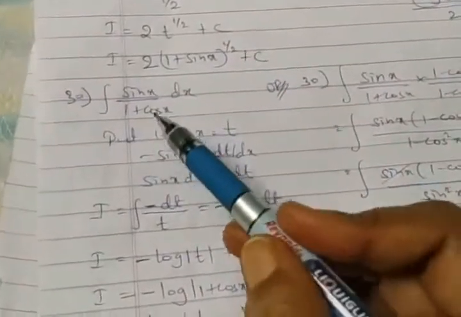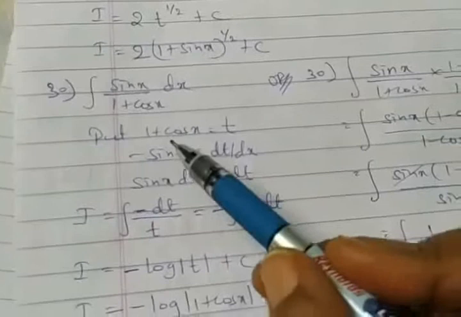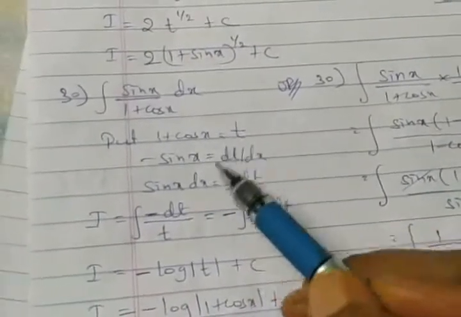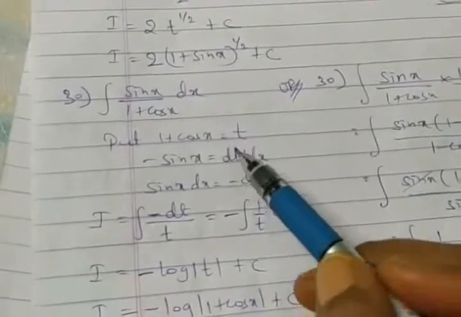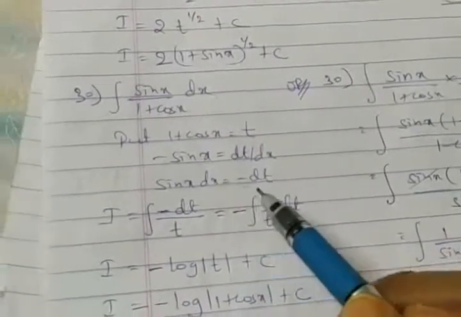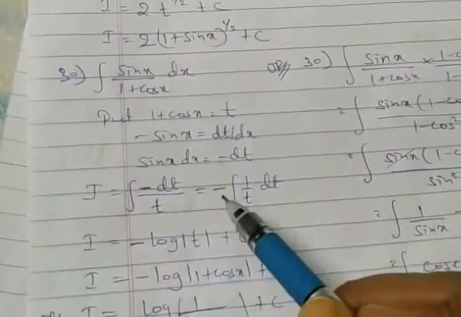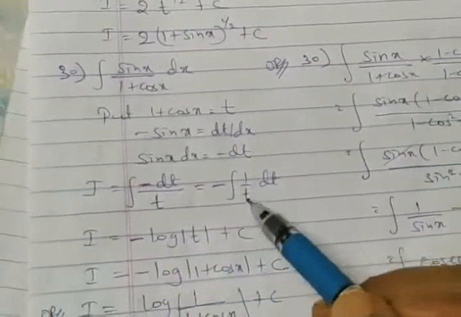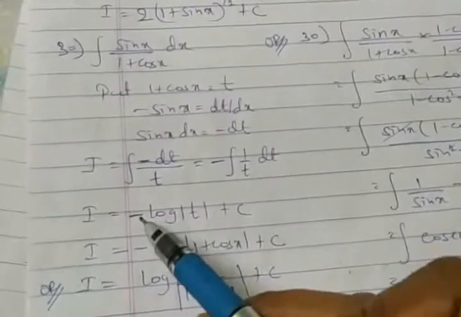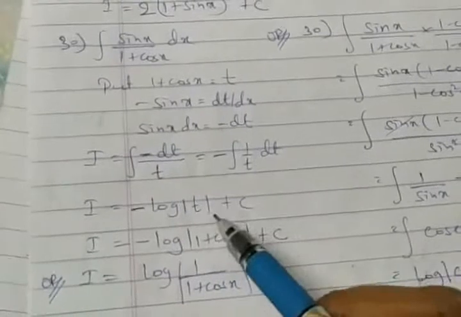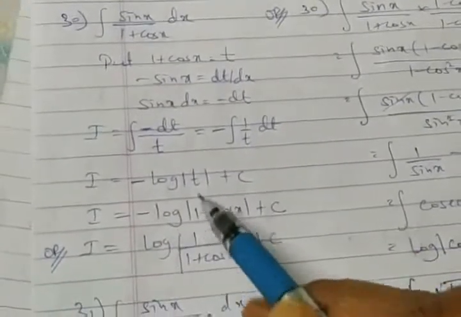30th question. Very well you can guess it. Sin x upon 1 plus cos x. So you can take a chance for 1 plus cos x is equal to t. Differentiation, minus sin x is equal to dt by dx. So sin x dx is minus dt. So we have integration of minus dt, denominator t. Minus taken common, we have integration of 1 by t, which will fulfill the requirement of the standard formula. So we have minus log mod t plus c. Minus log mod of t, replaced back.